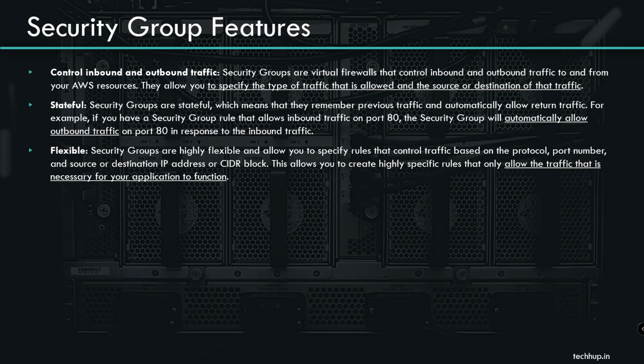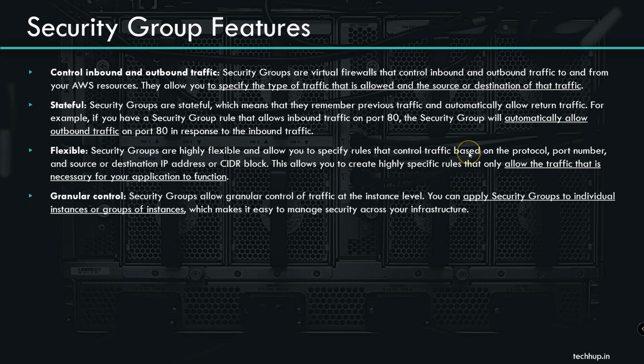Next feature is flexibility. So security groups are highly flexible and they allow you to specify rules that control traffic based on protocol, port number, source or destination IP address, or a CIDR block. So this allows you to create very specific rules that you require to allow the traffic that is necessary for your application to function. Then security groups allow granular control of traffic at the instance level. So you can apply security groups to an individual instance or a group of instances, which makes it easy to manage the security across your infrastructure.